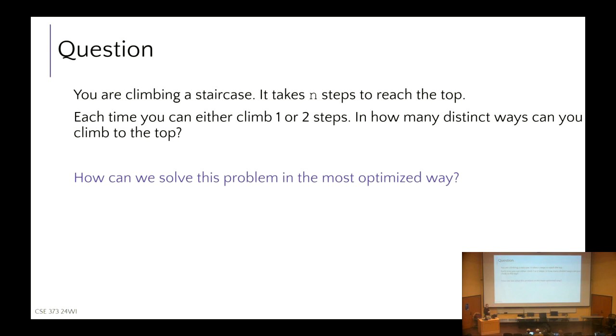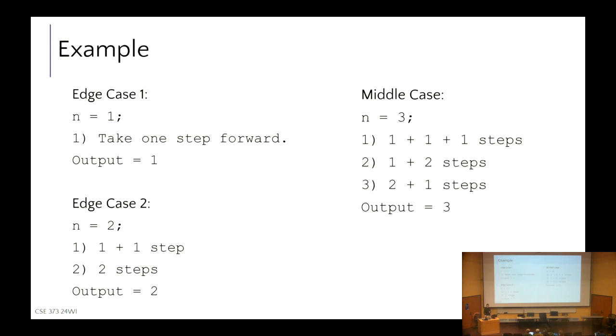Anybody have any ideas? Anyone want to describe maybe what they started to talk about together? Love to hear your thoughts on it. I know this one's complicated. Yeah, sure. It's the sum of the solution for n minus 2 and n minus 1. Yes, exactly.